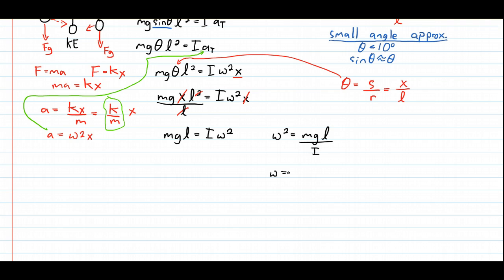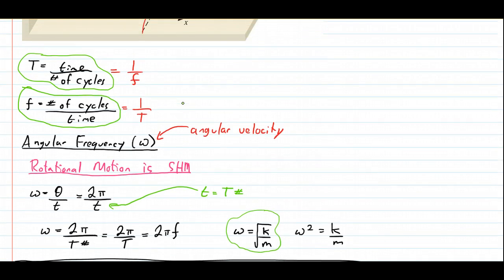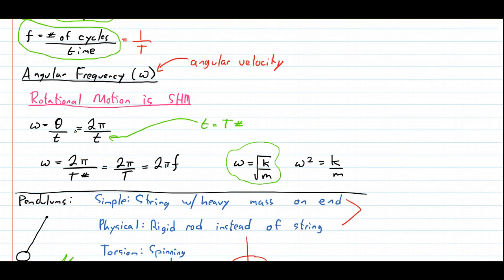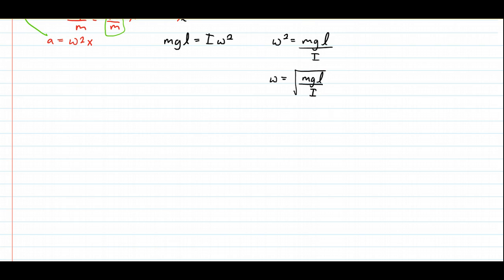Or just omega by itself will give us square root of mgL over I. And so based on the previous definition, if we go way back to the top, we can see that omega equals 2 pi over T. And so we can make that substitution and say, well, this must also equal 2 pi over T. And then we can go ahead and solve for period, and we get 2 pi square root of I over mgL. And so this gives us a definition for the period of a pendulum.